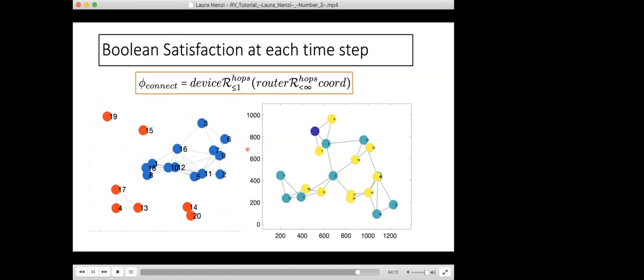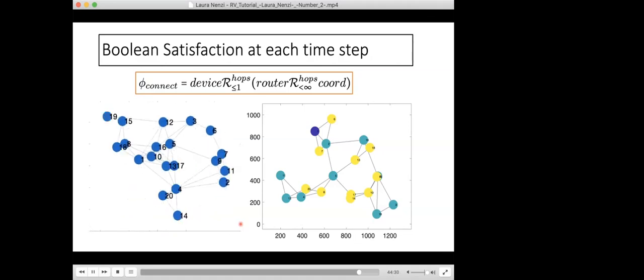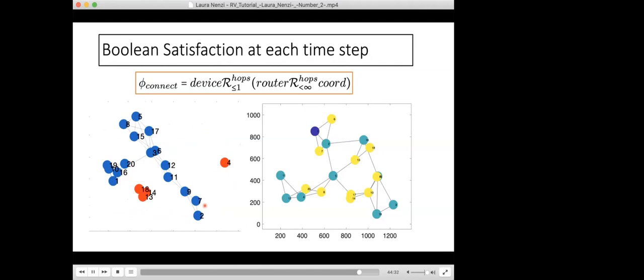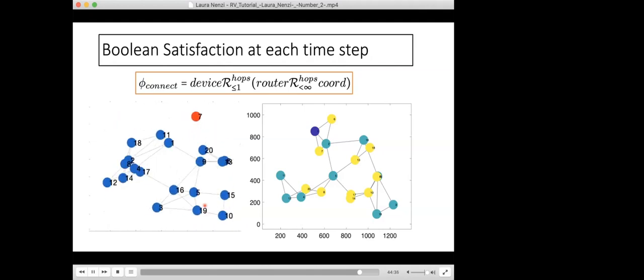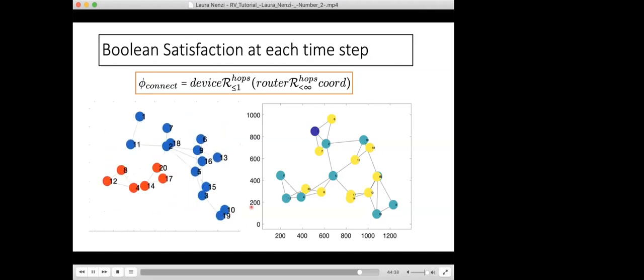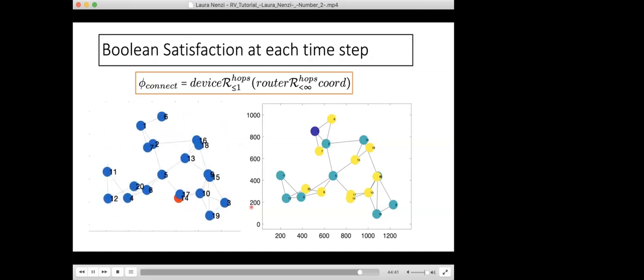As you can see here, we have a snapshot of the final time of the spatio-temporal trajectory, and we can see that the only node that does not satisfy the property is L14, that corresponds exactly to the only node that is just directly connected with the end device and is not connected with the routers or the coordinator.